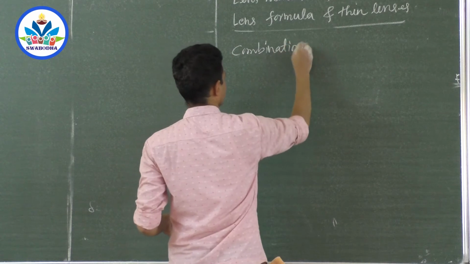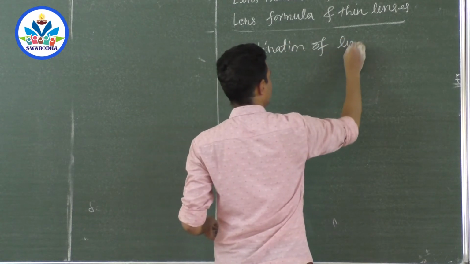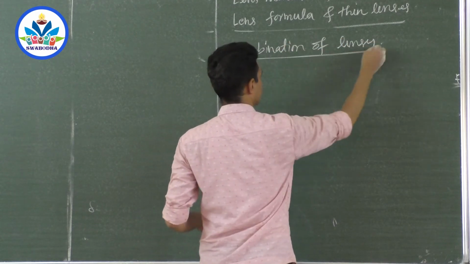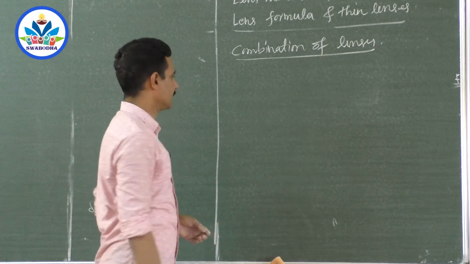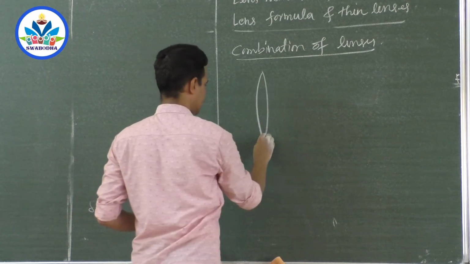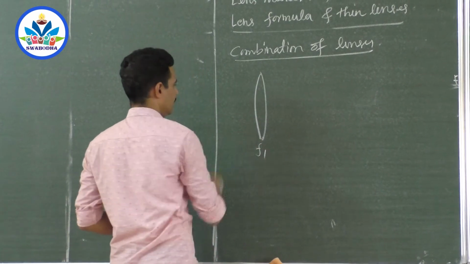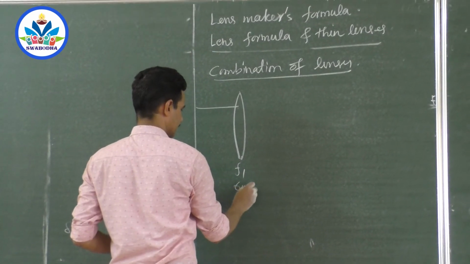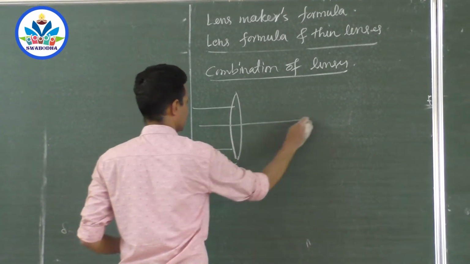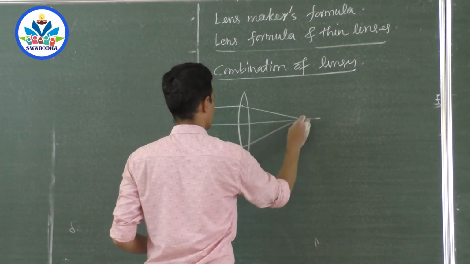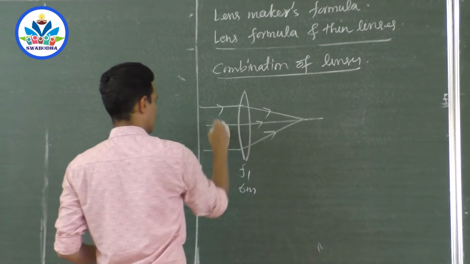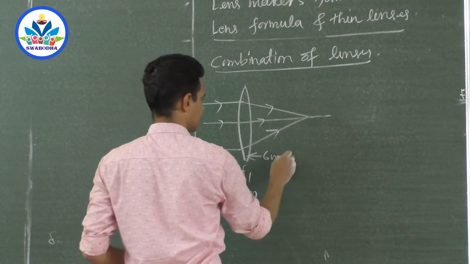Combination of lenses. Suppose you combine two lenses, what will happen? That's what I am going to derive. Suppose you have a lens like this, its focal length is f1, say some 6 meters. What do you mean by a 6 meter focal length lens? The ray of light gets focused at 6 meters.